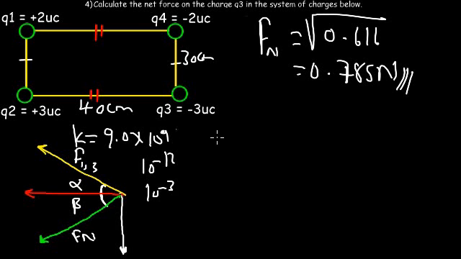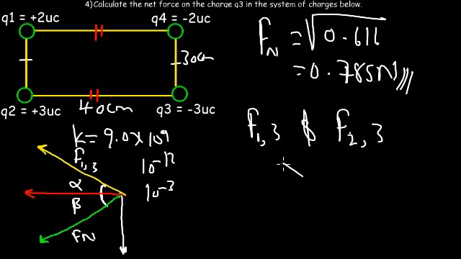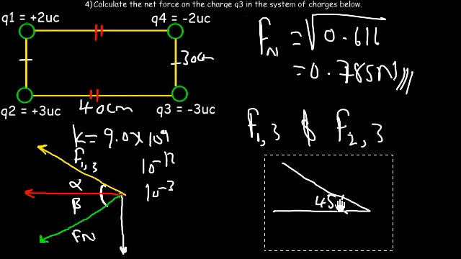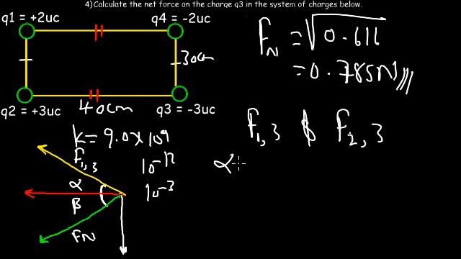Now, since F sub 1,3 and F sub 2,3 are of this form, the angle between them is going to be 45 degrees. Why? Because this is a rectangle and each angle of a rectangle is 90 degrees. Since F sub 1,3 is a diagonal of the rectangle, it divides the angle into two equal parts, and this angle is going to be 45 degrees. So that's how I got that 45, which implies that alpha is 45. Our main goal now is to get beta. So alpha is equal to 45 degrees.